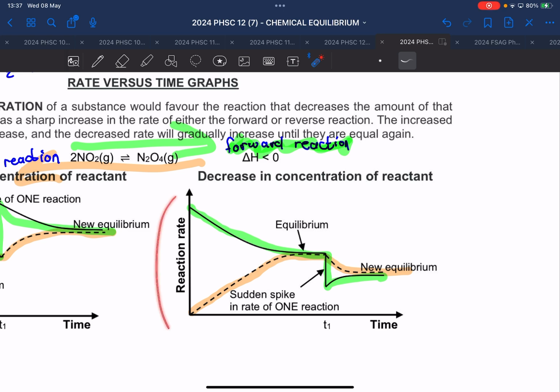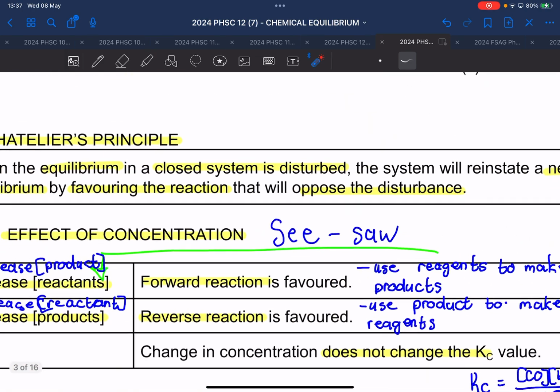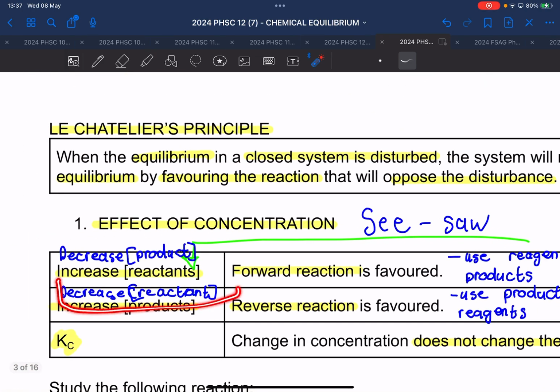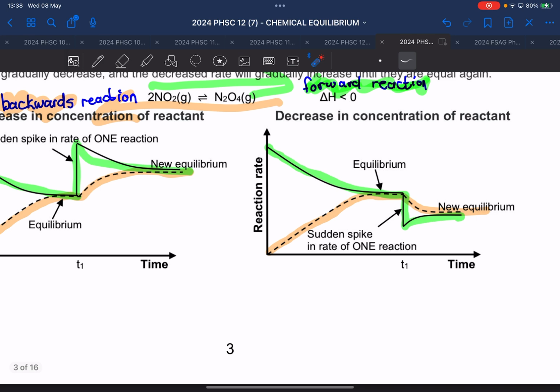This one. So we decrease the concentration of the reactant, so let's see what happens. If we decrease our reactant, our reverse reaction is favored. So if we decrease the reactants, the reverse reaction will make more reactants too. So it's the backwards reaction.